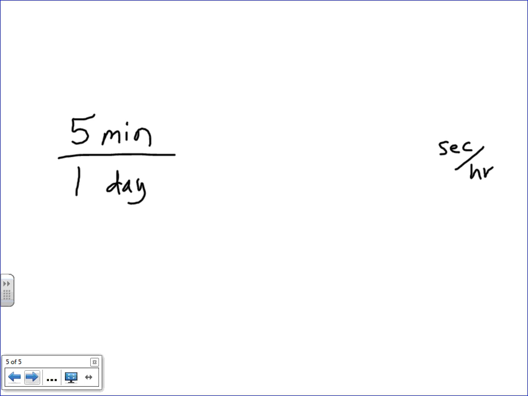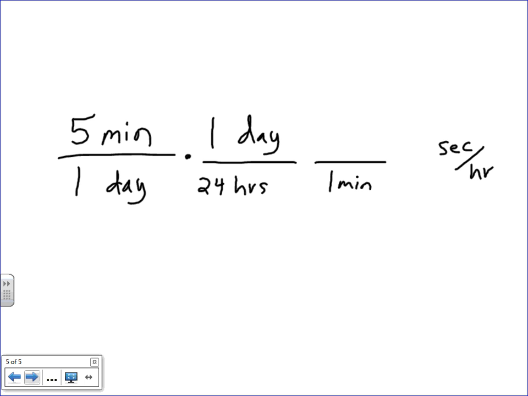If I'm going to go from minutes a day to seconds per hour, I've got to set this up and eliminate some things. The first thing I need to do is change this days to a number of hours. So I go up top and multiply by 1 day, which is how many hours? 24 hours. And then I've got to change this minutes to seconds. So 1 minute is what? 60 seconds. Watch what happens here.